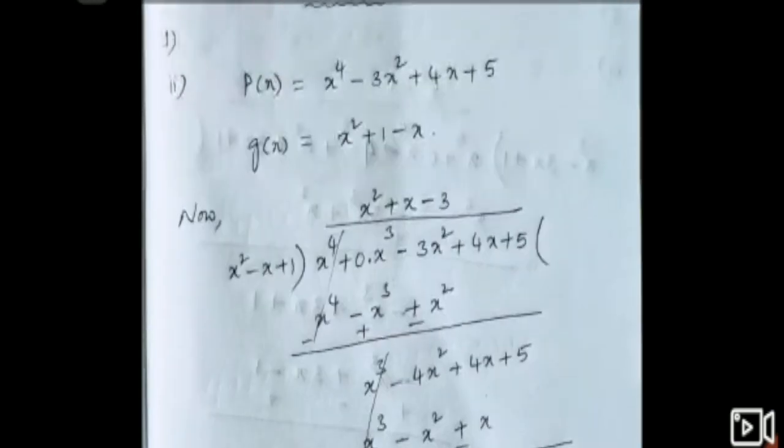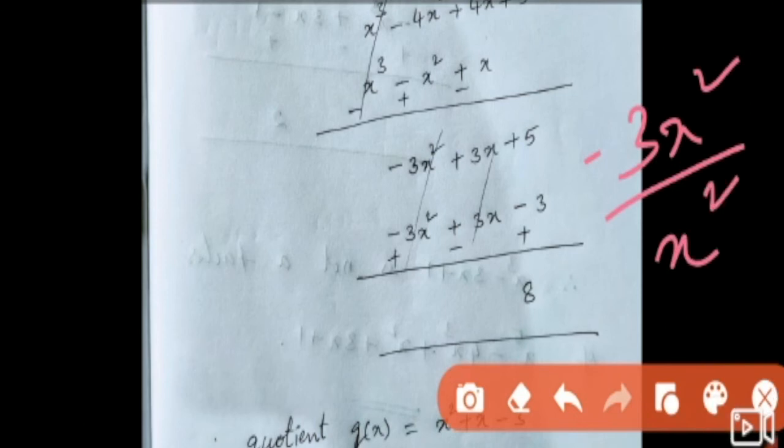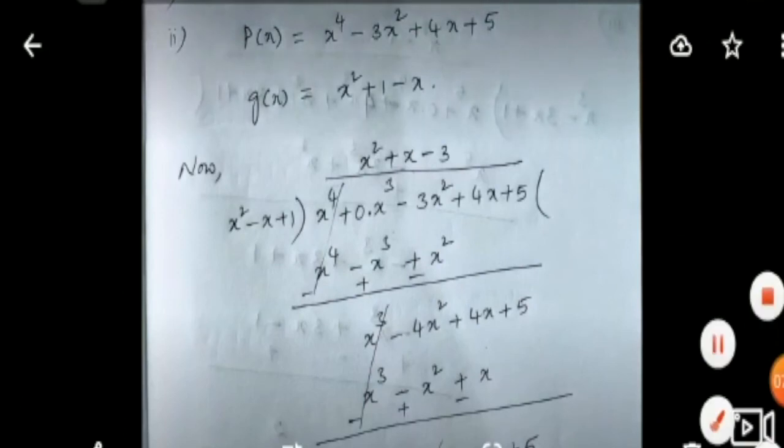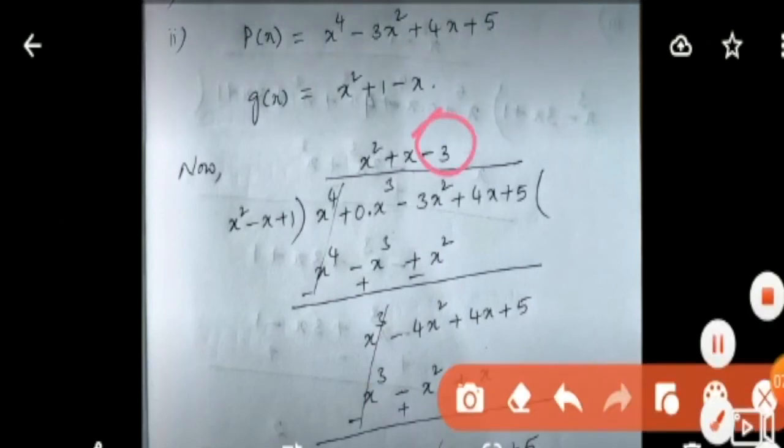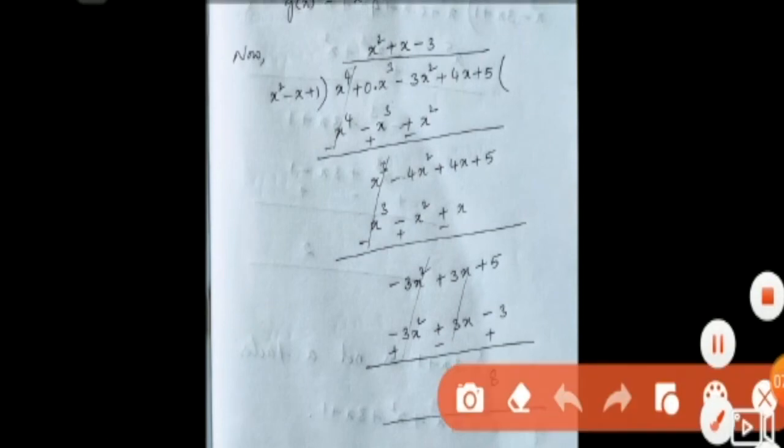What we got here, minus 3x square, is the new dividend. To obtain the next quotient, minus 3x square by x square. The divisor's first term is x square, the new dividend is minus 3x square. After the cancellation you get minus 3. So the new quotient we take as minus 3. Now minus 3 into x square, minus 3x square. Minus 3 into minus x, plus 3x. 1 into minus 3, minus 3.